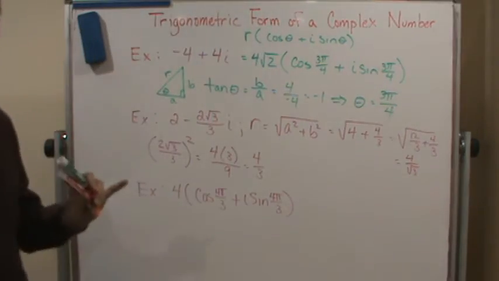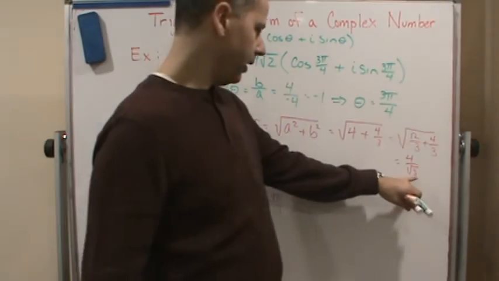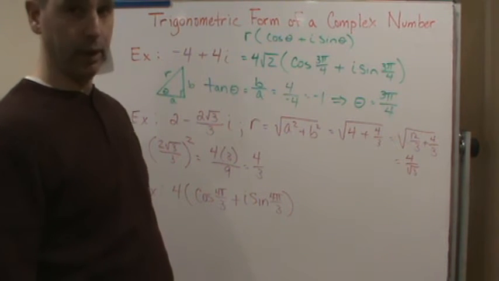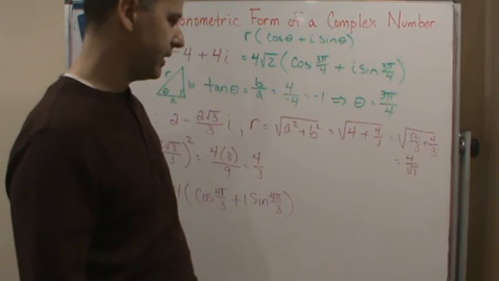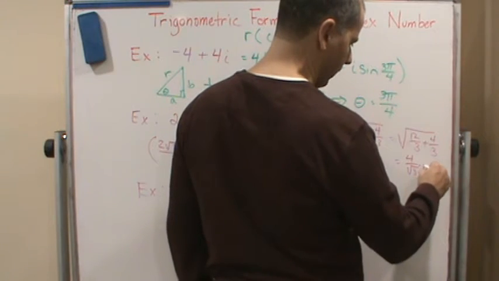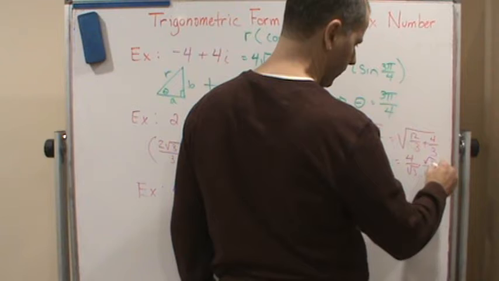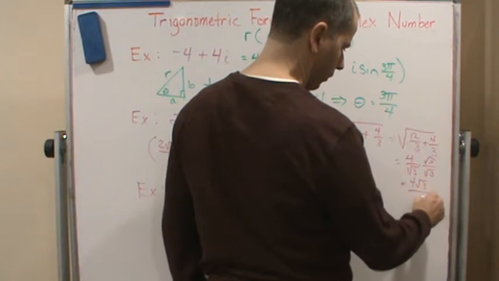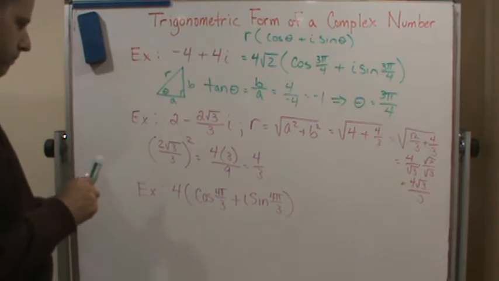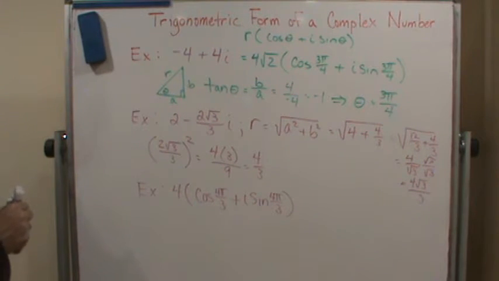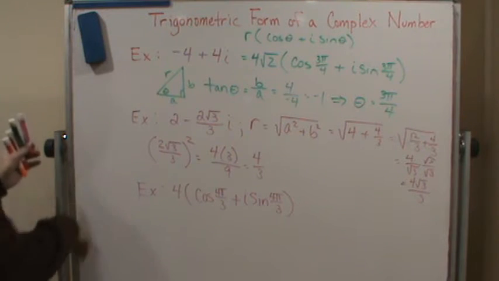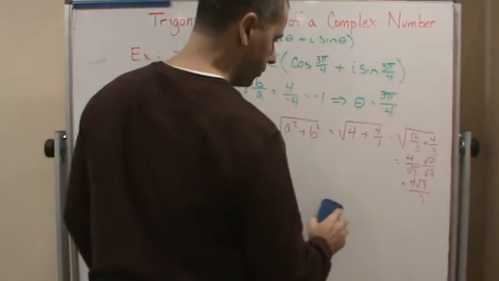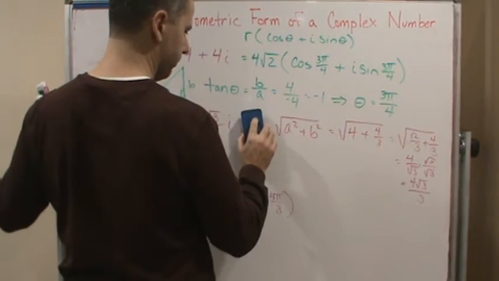Well, we can't leave it like that. Remember, we cannot have a square root, we cannot have a root in the denominator. Okay, so we're going to rationalize this. So we're going to multiply the top and the bottom by root 3. And so our final answer is going to be 4 root 3 over 3. And that's R. All right, so now that we have R, I'm going to erase this, give me some room. So 4 root 3 over 3.